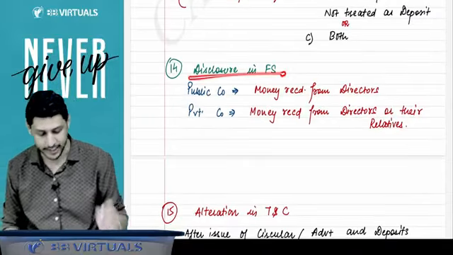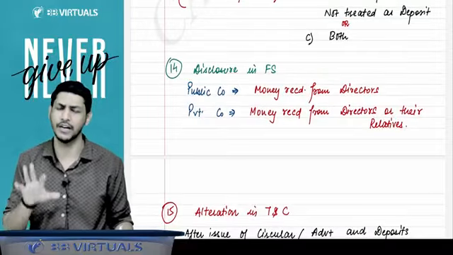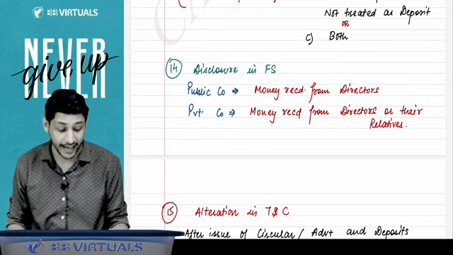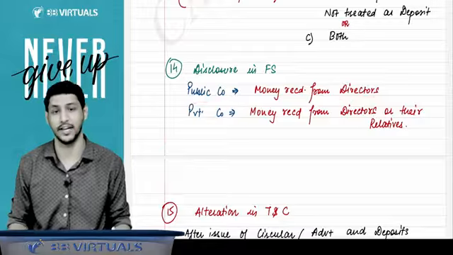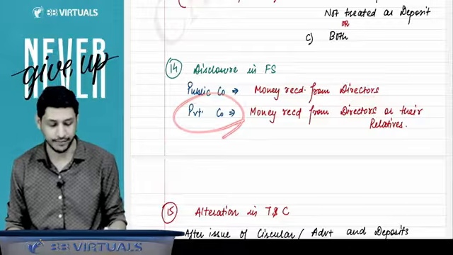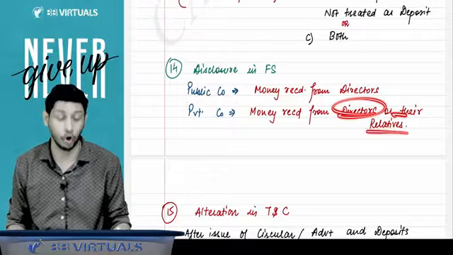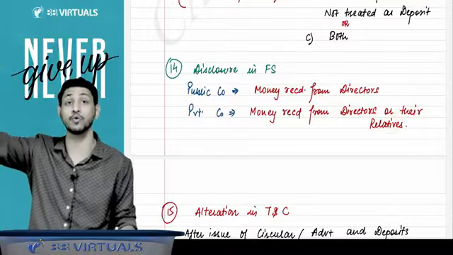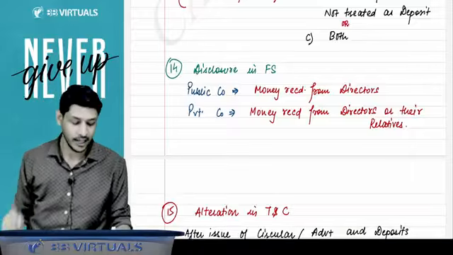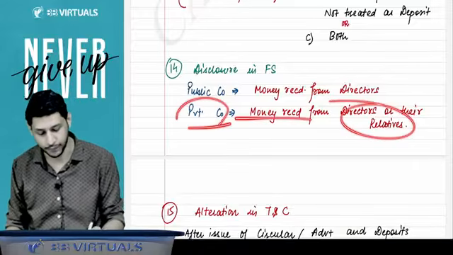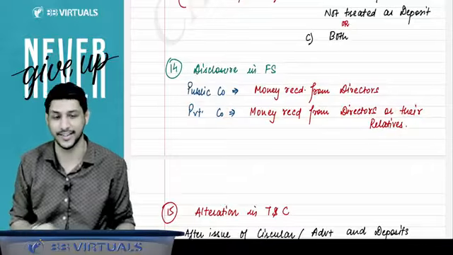Then there is another very small rule, disclosure in the financial statement. Whenever a public company accepts deposits from the directors, they have to disclose it in the financial statement. And if it is a private company, and you accept money from a director or their relatives, the same provision relative to clause 77 given in chapter 1 applies. If you accept deposits from these people, you have to disclose it in the financial statement.